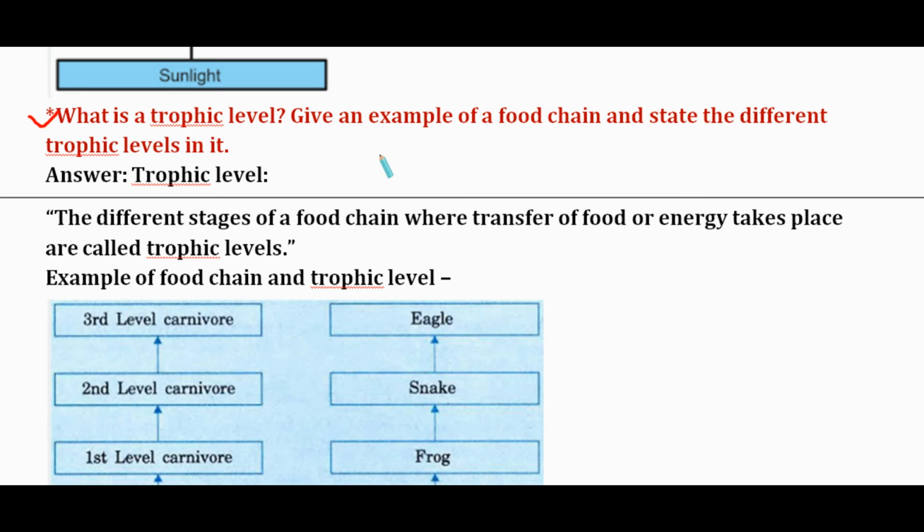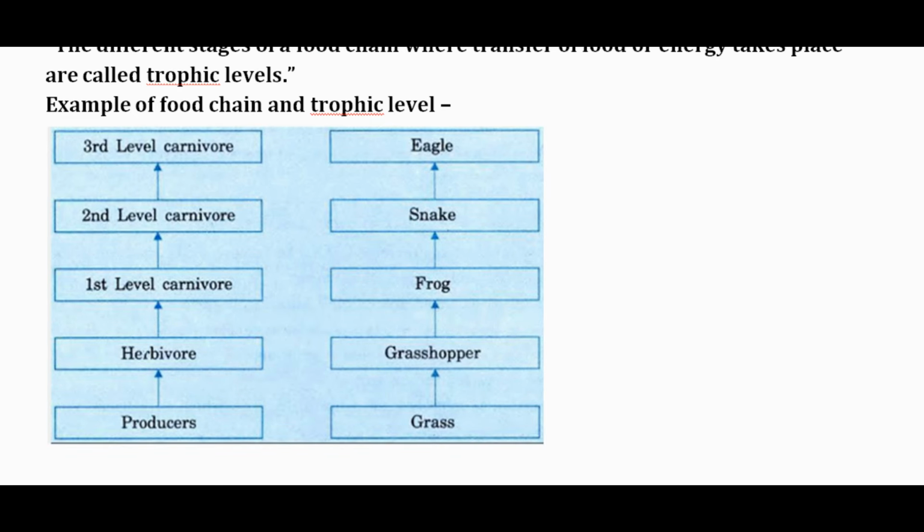Now the question is, what is a trophic level? Give an example of a food chain and state the different trophic levels in it. Trophic level: the different stages of a food chain where transfer of food or energy takes place are called trophic levels. An example of a food chain and trophic levels is given here. This is the producer, then herbivore, then carnivores: first level carnivore, second level carnivore, and third level carnivore. Example: grass is eaten by grasshopper, grasshopper is eaten by frog, frog is eaten by snake, and snake is eaten by eagle.